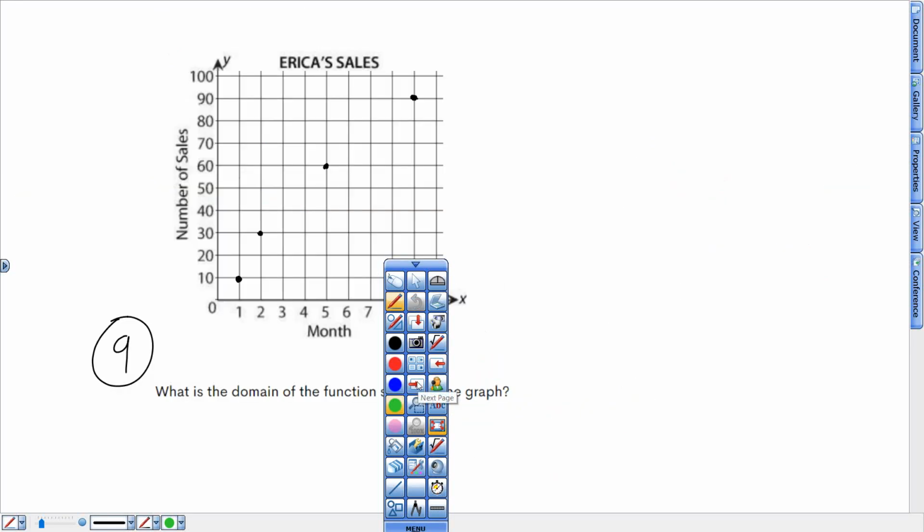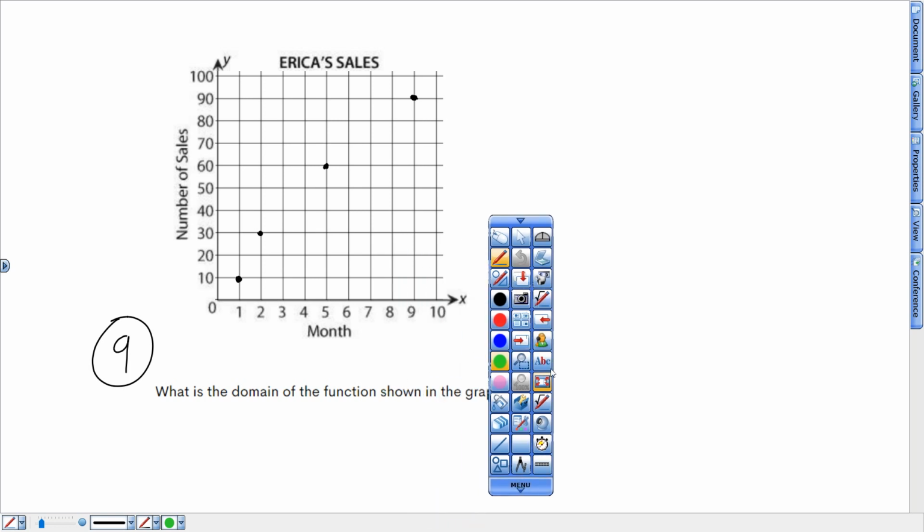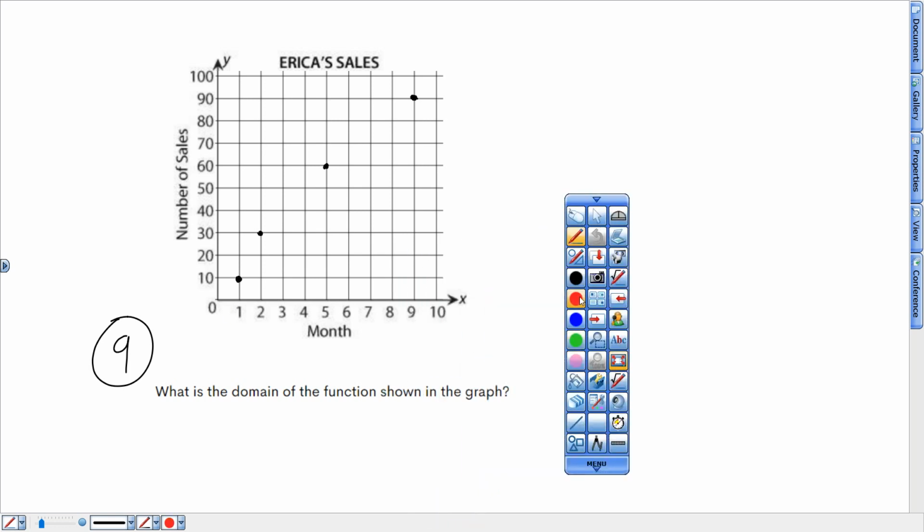Next word is study. All right, this one, domain. Domain, all the x numbers of these coordinates. That is the domain. So those coordinates, looks like I got 1, 2, 5, and 9. That's the domain. If I wanted the range, I would be given these y numbers. That's the range. So the range of this data would be 10, 30, 60, 90.